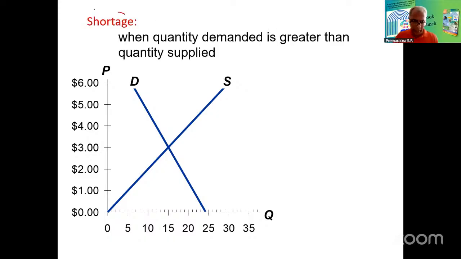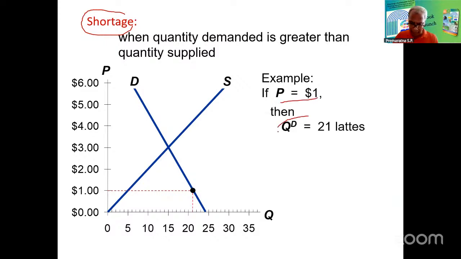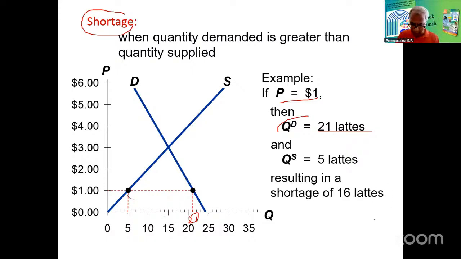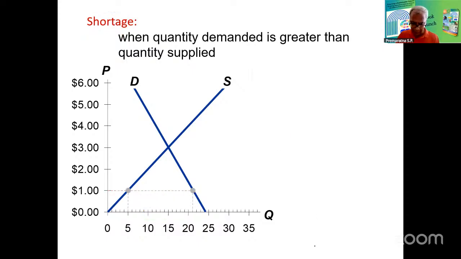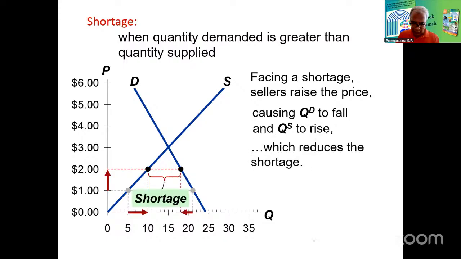Opposite, when the shortage happens, you should also be able to calculate. Let's say the price is 1. Now the demand becomes 21 here, and the supply becomes 5. The shortage becomes 16. You can see, so ultimately they also go back to the equilibrium point.